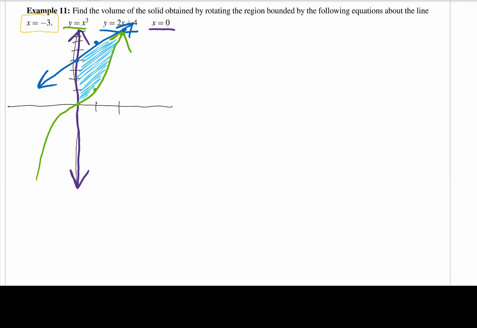Okay, and then we're going to revolve about x equals -3. 1, 2, and just to get it out of the way of that blue line, 3. Okay, so here's our line that we're revolving about.